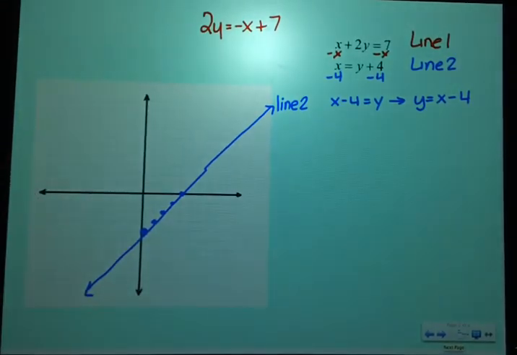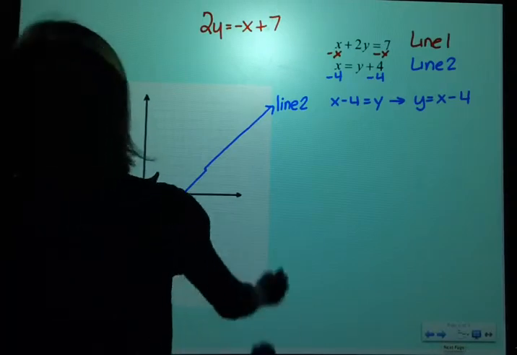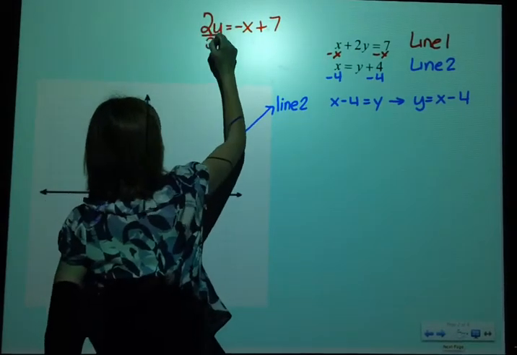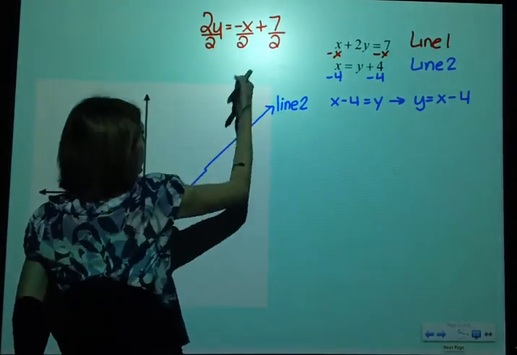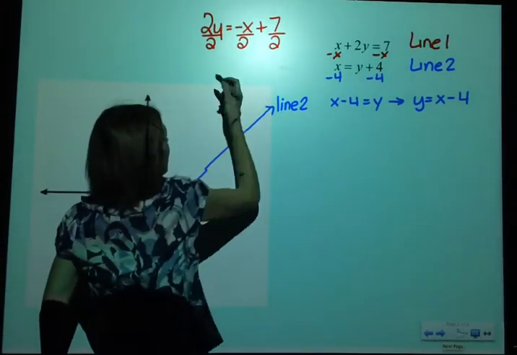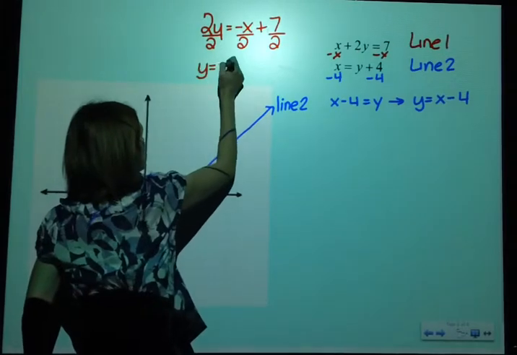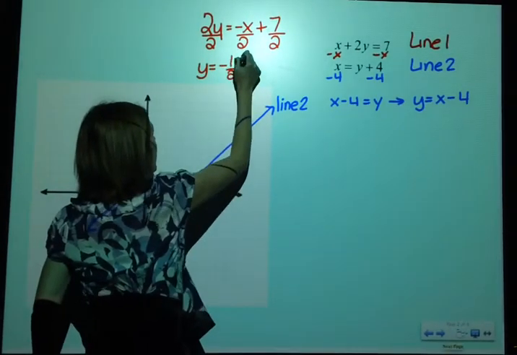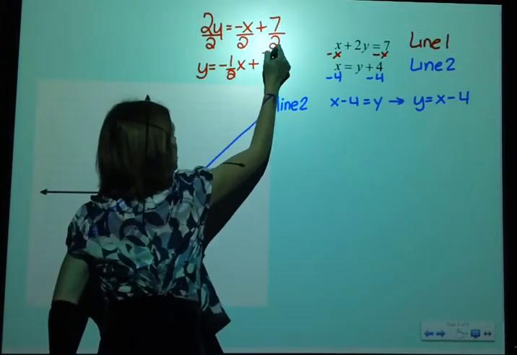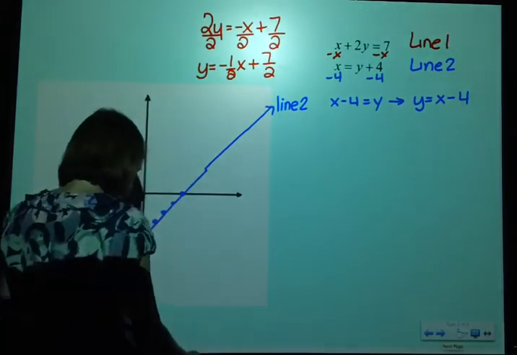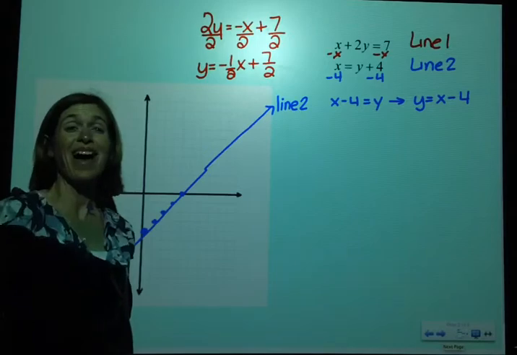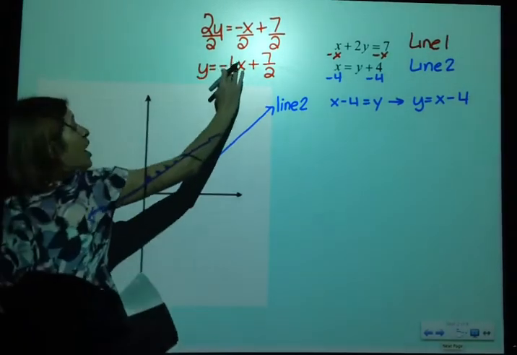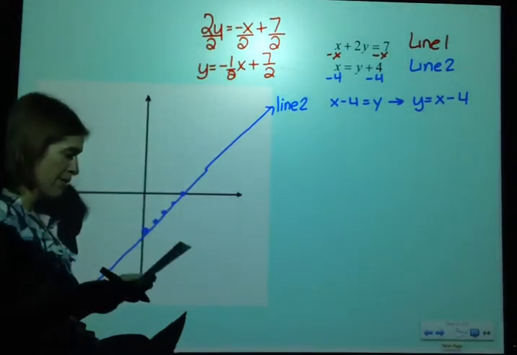Make sure that negative x is in the front. Then I'm going to divide everything by 2 to put it in y equals mx plus b. And now I want you to recognize that this means negative 1 half, so it becomes y equals negative 1 half x plus 7 over 2. A couple of you were having some issues putting that x in the denominator. Make sure it's not in the denominator, it's actually on the side or in the numerator, okay?